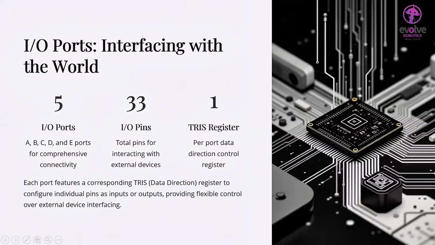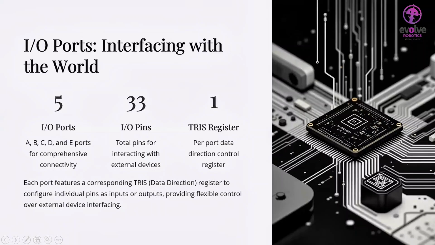A has 6 pins, RA0 to RA5. B, C, D have 8 pins each. They are RB0 to RB7, RC0 to RC7, RD0 to RD7. But E port has only 3 pins, RE0 to RE2.